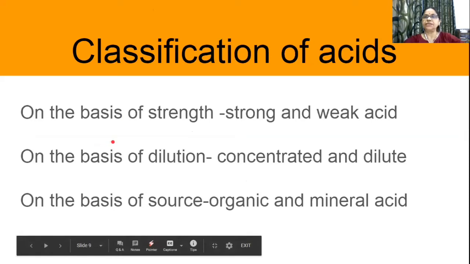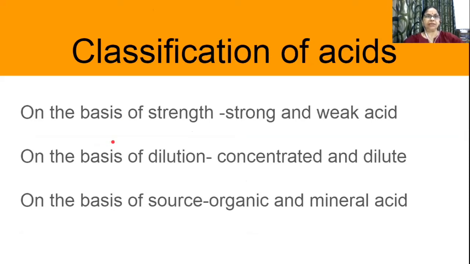Next, classification of acids. Acids can be classified into different categories. The first is on the basis of strength: strong acid and weak acid. Strong acids like HCl, like sulfuric acid, like nitric acid. All of these are called strong acids because they fully ionize in water and they form a large amount of hydrogen ions.